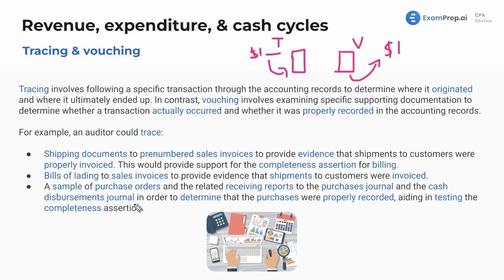So you see all of these items should match up. You see how many moving parts there are within each cycle, and it's critical to understand how they all work together. And this is in order to determine that the purchases were properly recorded, aiding in testing the completeness assertion, making sure that you've got a complete listing of all the purchases.